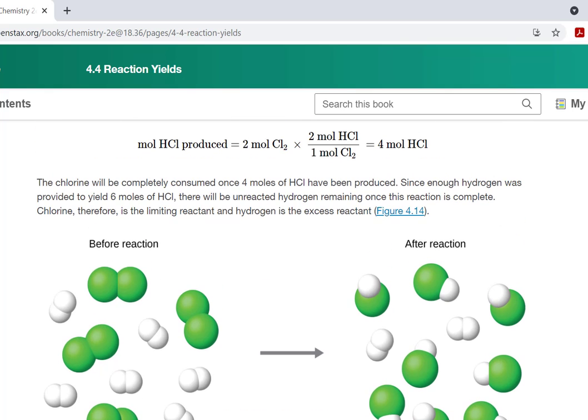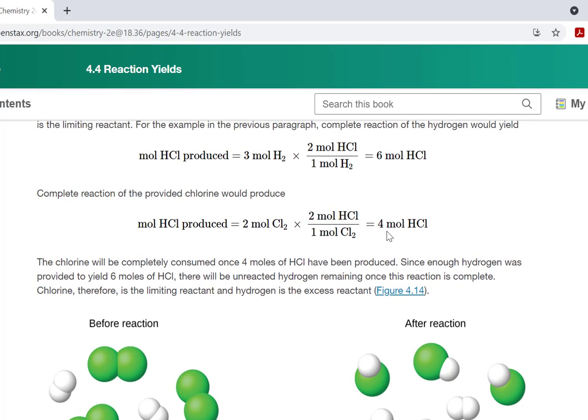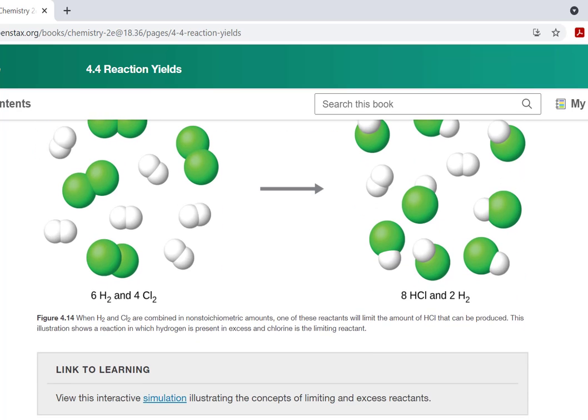When the reaction goes to completion, all of the limiting reactant will be gone. And by gone, I mean it has reacted. So the chlorines have all reacted to form HCl. And we can count, we would have 8 here. But we still have some H2 left over. Okay, so the Cl2 is the limiting reactant. The HCl is the product, and the H2 is the excess reactant.